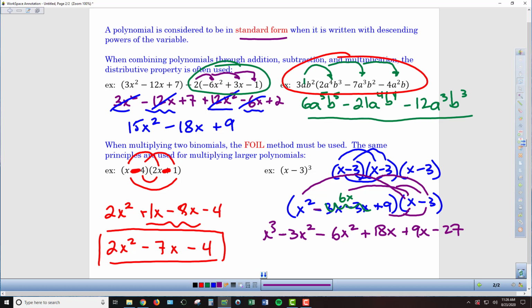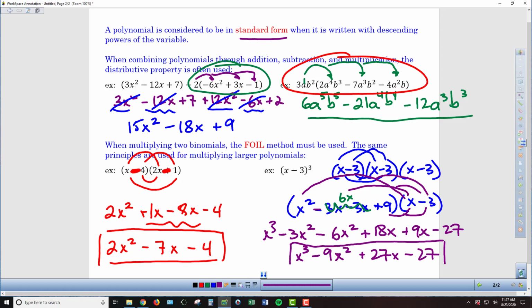And so now my last thing to do is to make sure that I combine my like terms. So x cubed stands alone. I've got this negative 3x squared and this negative 6x squared. Those combine to make negative 9x squared. I've got 18x and 9x. Those combine to make 27x. And then finally, the minus 27 at the back end.